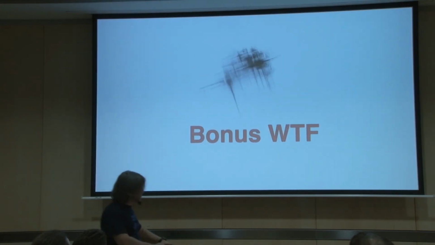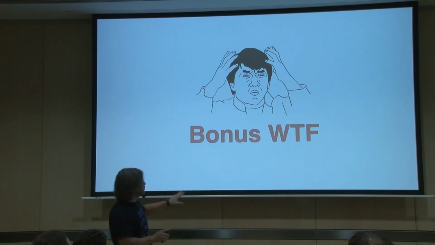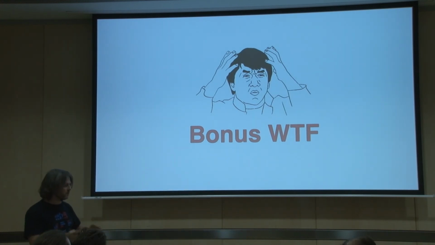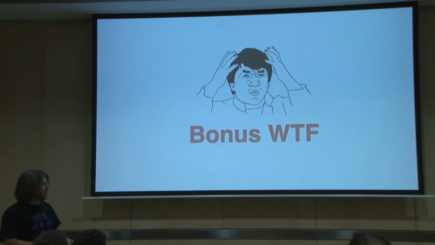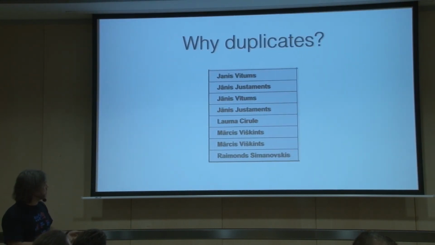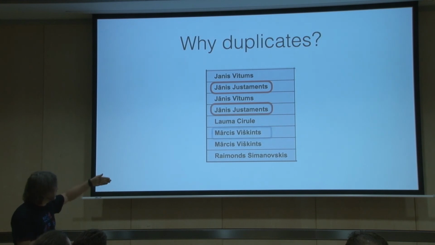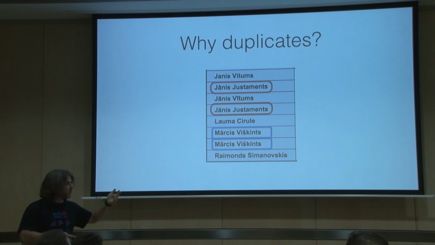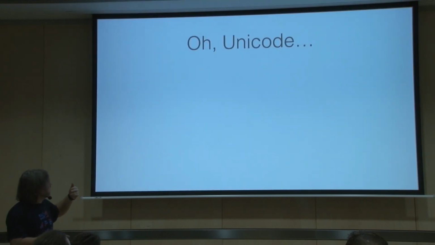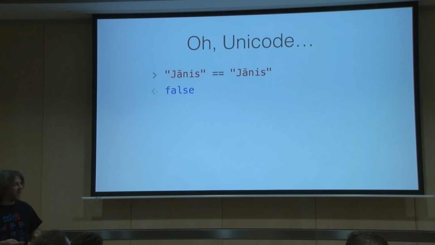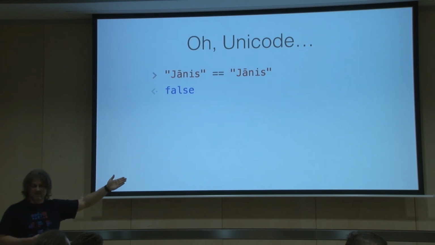Okay, and finally I'm closing with just a bonus WTF episode from yesterday. I analyzed the Git commit log of our repositories, and I found quite interesting duplicates. I see that all the Yanises are duplicated, the Martises are duplicated, those who are not Latvian. Yanis is the most popular Latvian name, it's John in Latvian. So I copied these ones. See, Yanis equals Yanis, false. What could go wrong? So why are there duplicates?